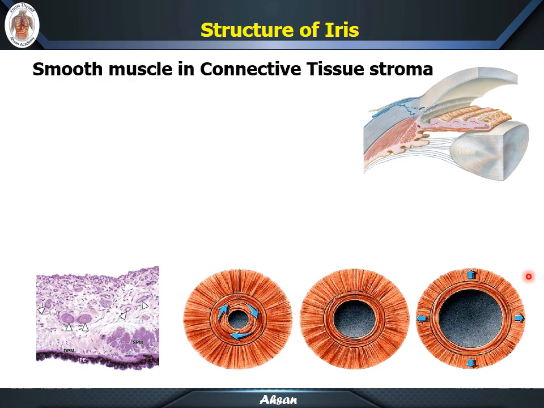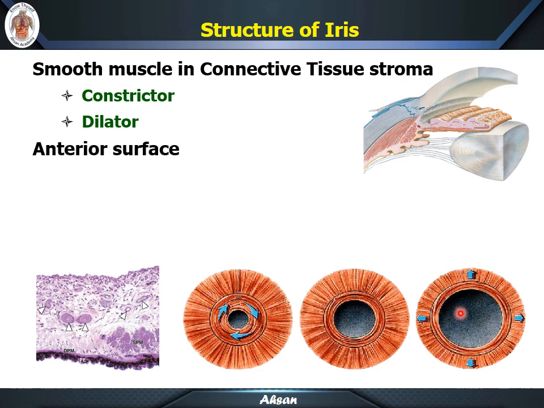Knowing the structure of the iris is important to understand the function. You see, iris comprises smooth muscle in a stroma of connective tissue. The smooth muscles are of two types, constrictor pupillae and dilator pupillae. These circular muscles are constrictor pupillae, arranged circularly around the pupil. So whenever this muscle contracts, the pupil size decreases and becomes smaller. Now, these radiating muscles are dilator pupillae. When these muscles contract, the pupil size enlarges.